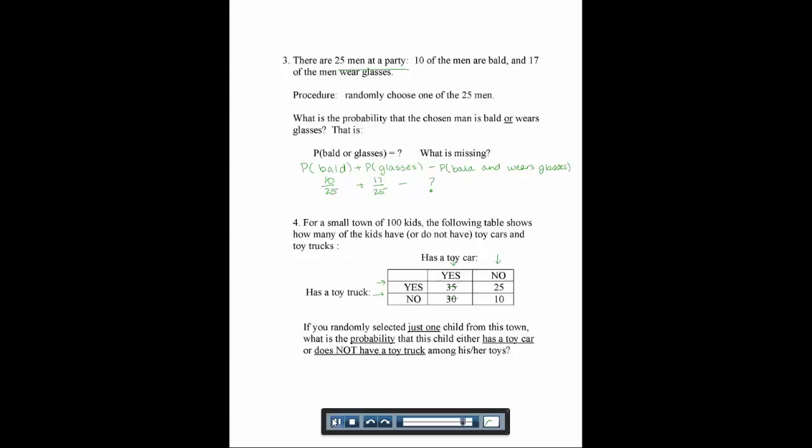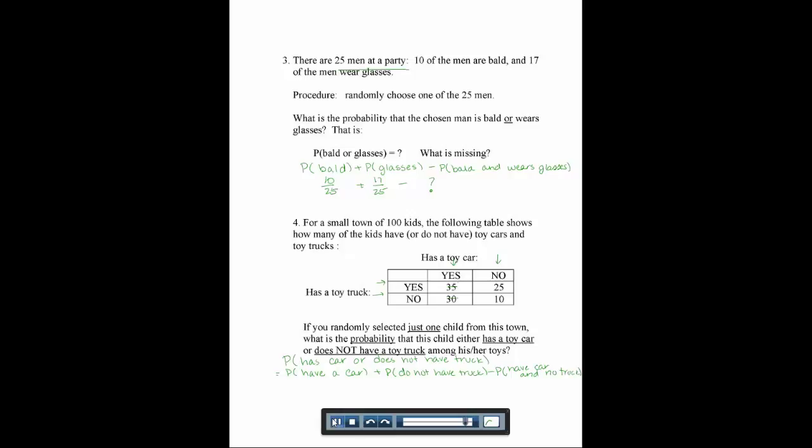Now these aren't disjoint because there are some people who have cars and don't have trucks. So we want the probability of has car or does not have truck. Since these aren't disjoint, we're going to take the probability that they have a car, plus the probability that they do not have a truck, minus the probability that they have a car and no truck.